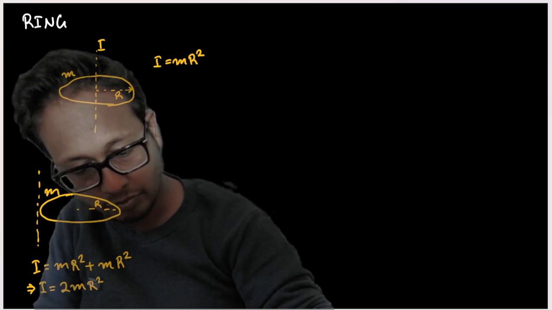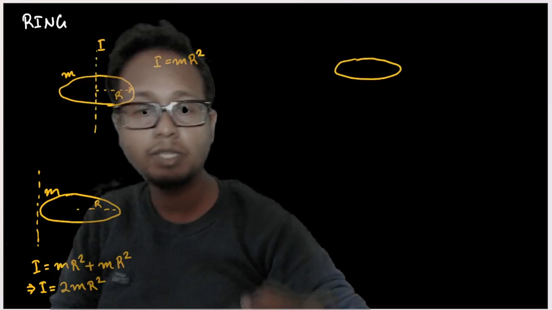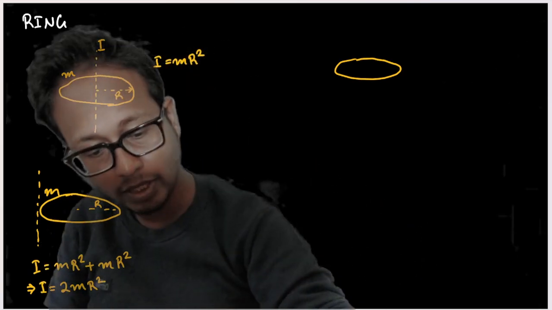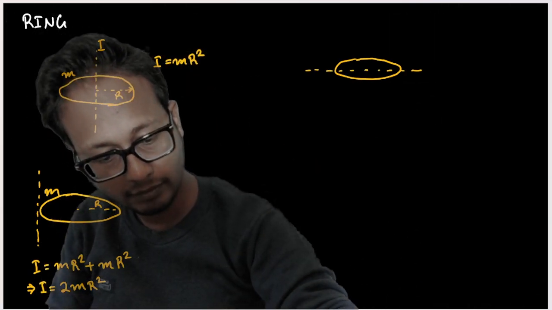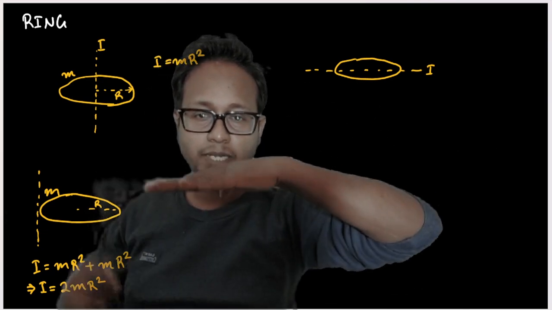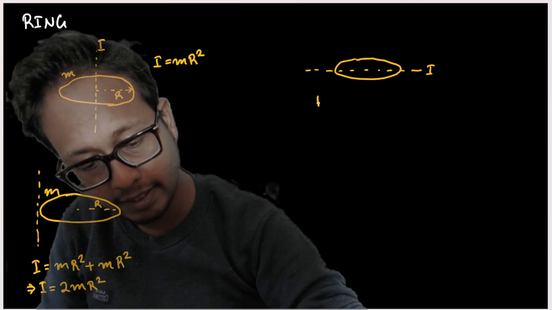Now the third variation of this question: this is a ring. Find the moment of inertia about an axis that is in the plane of the ring. That means my ring is in this plane, and my axis is also in this plane.